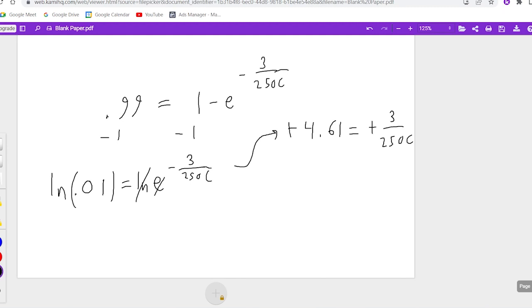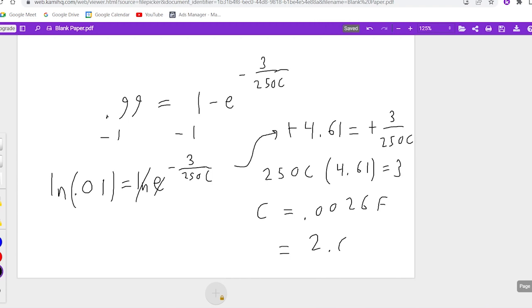Isn't that cool? Now I'm just going to multiply both sides by 250C. So 250C times 4.61 is equal to 3. Divide both sides by 250. Divide both sides by 4.61. Our final answer is 0.0026 farads, which if you want to write that in nicer units, I would multiply by 1,000 to give me 2.6 millifarads.